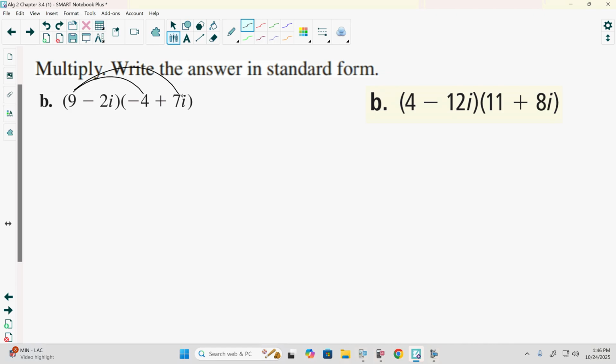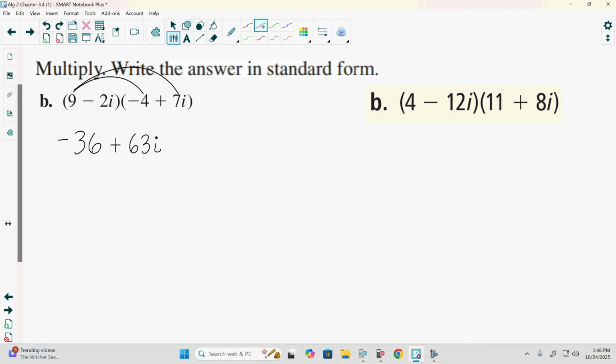So first thing we're going to do is multiply by 9. So 9 times negative 4 is negative 36. Then we're going to do 9 times 7i, which is going to be plus 63i. So we're going to multiply through by 9 first.